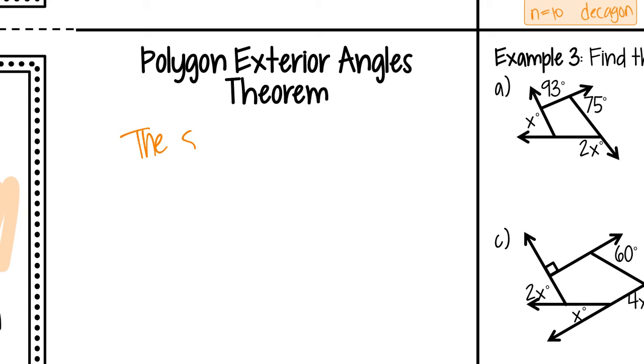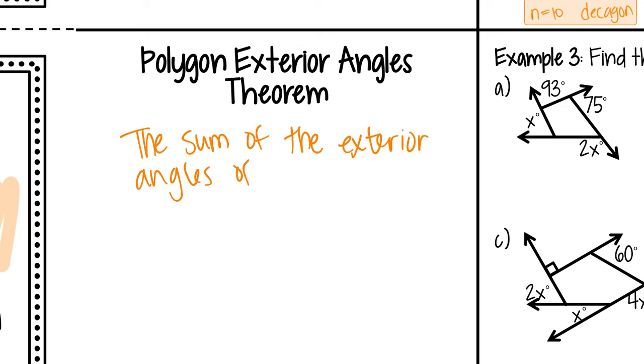The sum of the exterior angles of a polygon is, so it turns out that this time we don't even have a formula. It's just straight up 360. Doesn't matter what kind of shape it is, the outside angles are always going to be equal to 360 degrees.